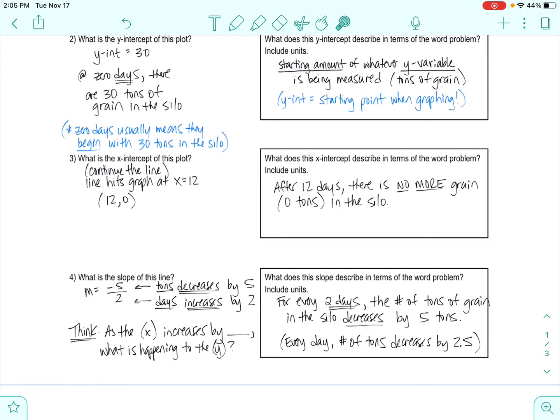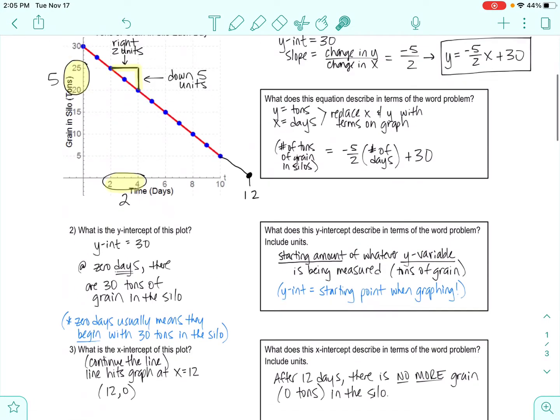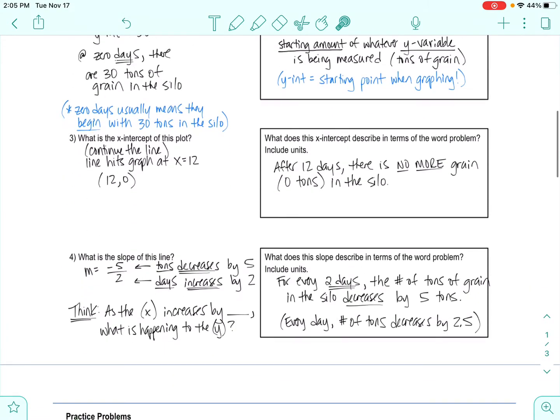If you have any interest in farming or agriculture or buying or selling inventory, these are really important things for you. If you're going into business, these are important concepts to understand. So as the x increases by a certain amount, so every 2 days in this case, because our units up here are in 2 days, is how we interpreted our slope. As we go to the right 2 days, the line goes down 5 tons of grain every 2 days.